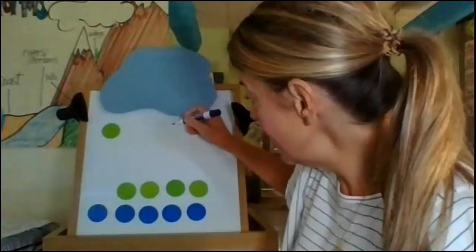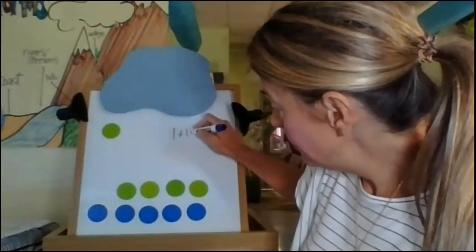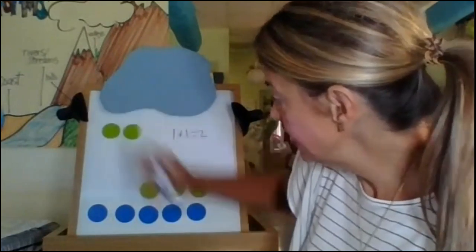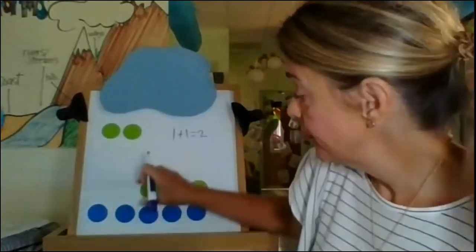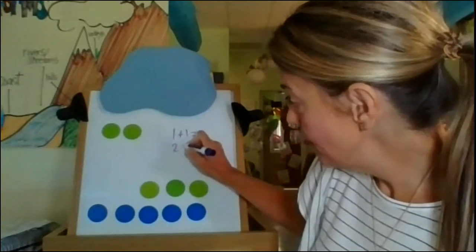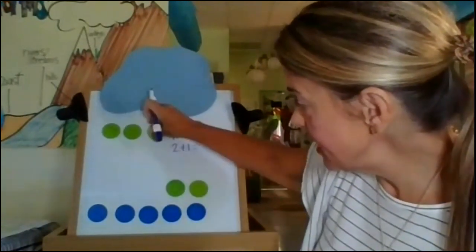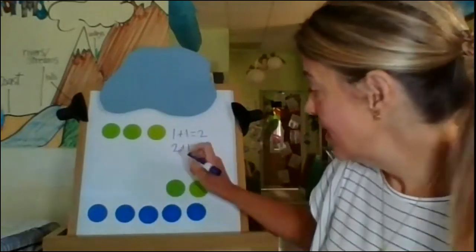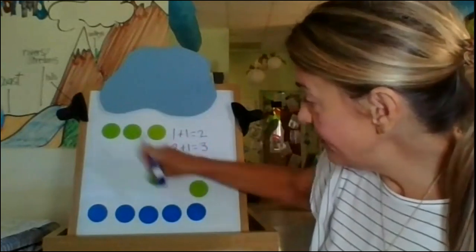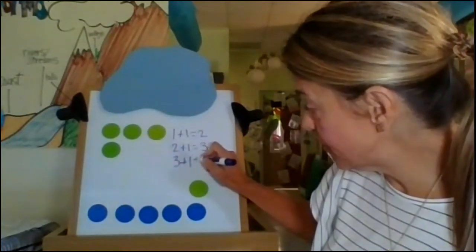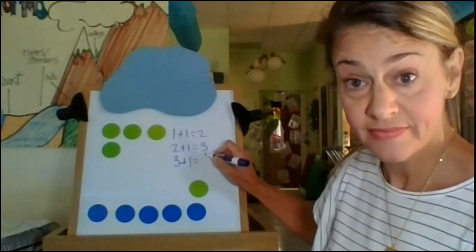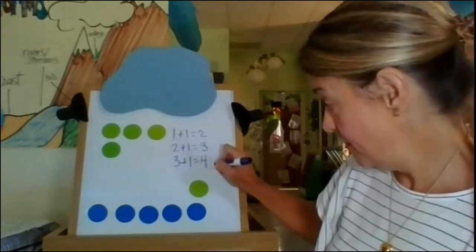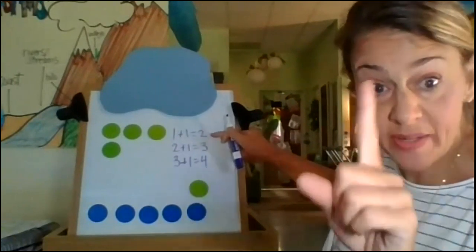Now, when you do adding 1, you can create a pattern. You can say 1 plus 1 equals 2. But now you have 2 plus 1 equals 3. So then I go to 3. And if I add 1 more to 3, I now have 4. See the pattern when you add 1 more?